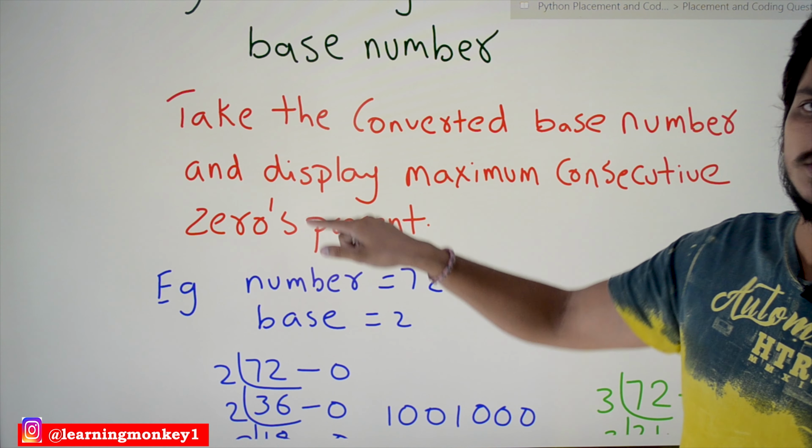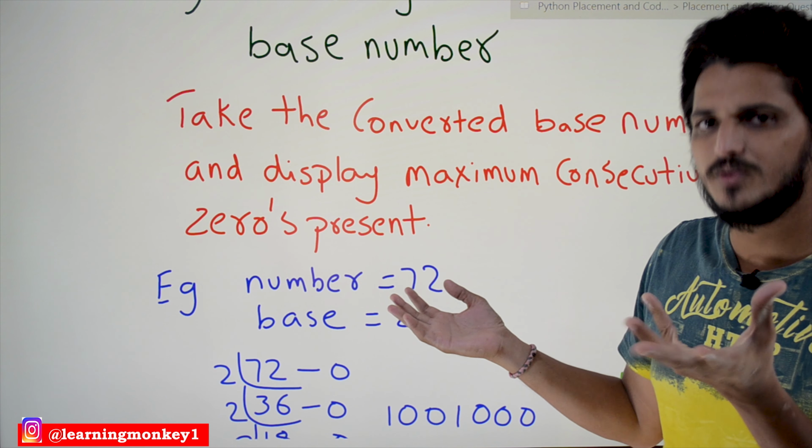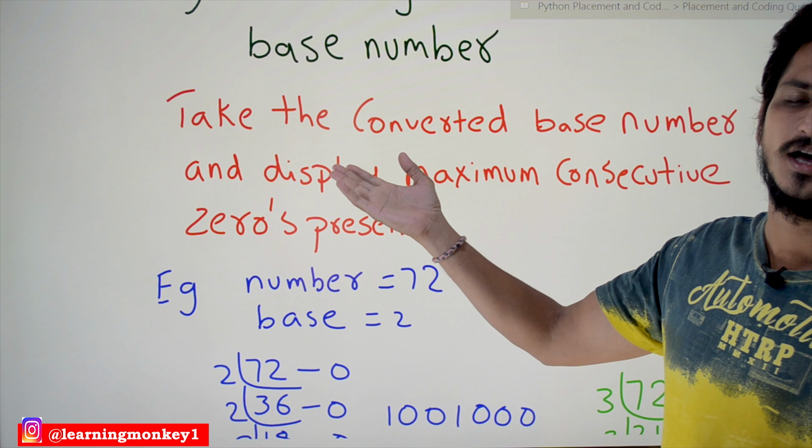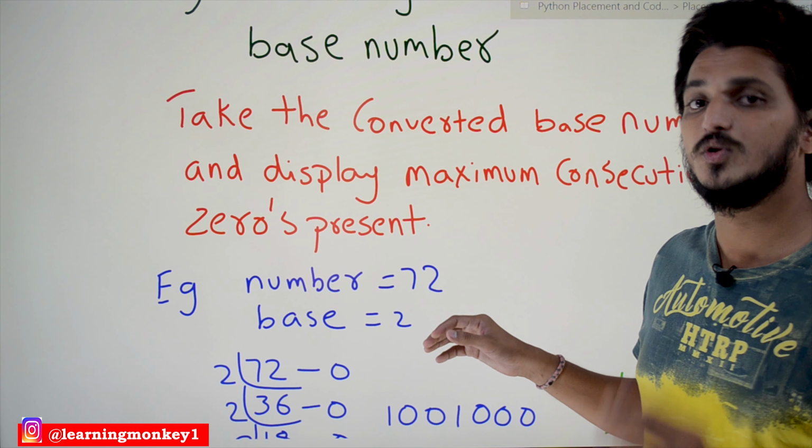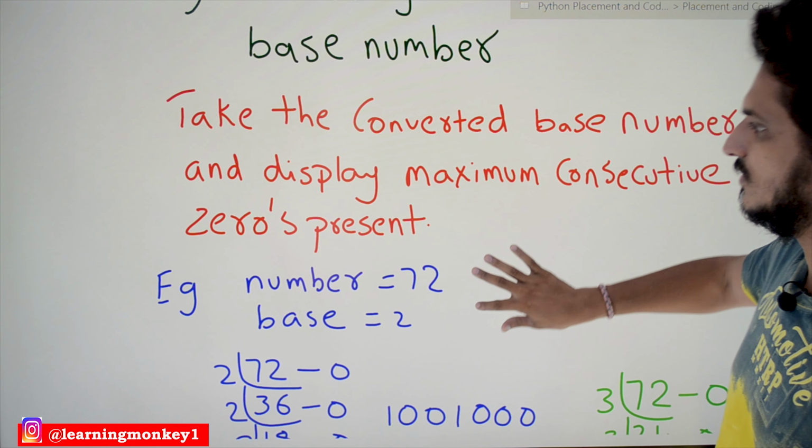What are consecutive zeros? It is very simple. Using a simple for loop, we can identify this logic. Let's try to understand the question with an example. Then you can write the program on your own, and after that, check for the solution.